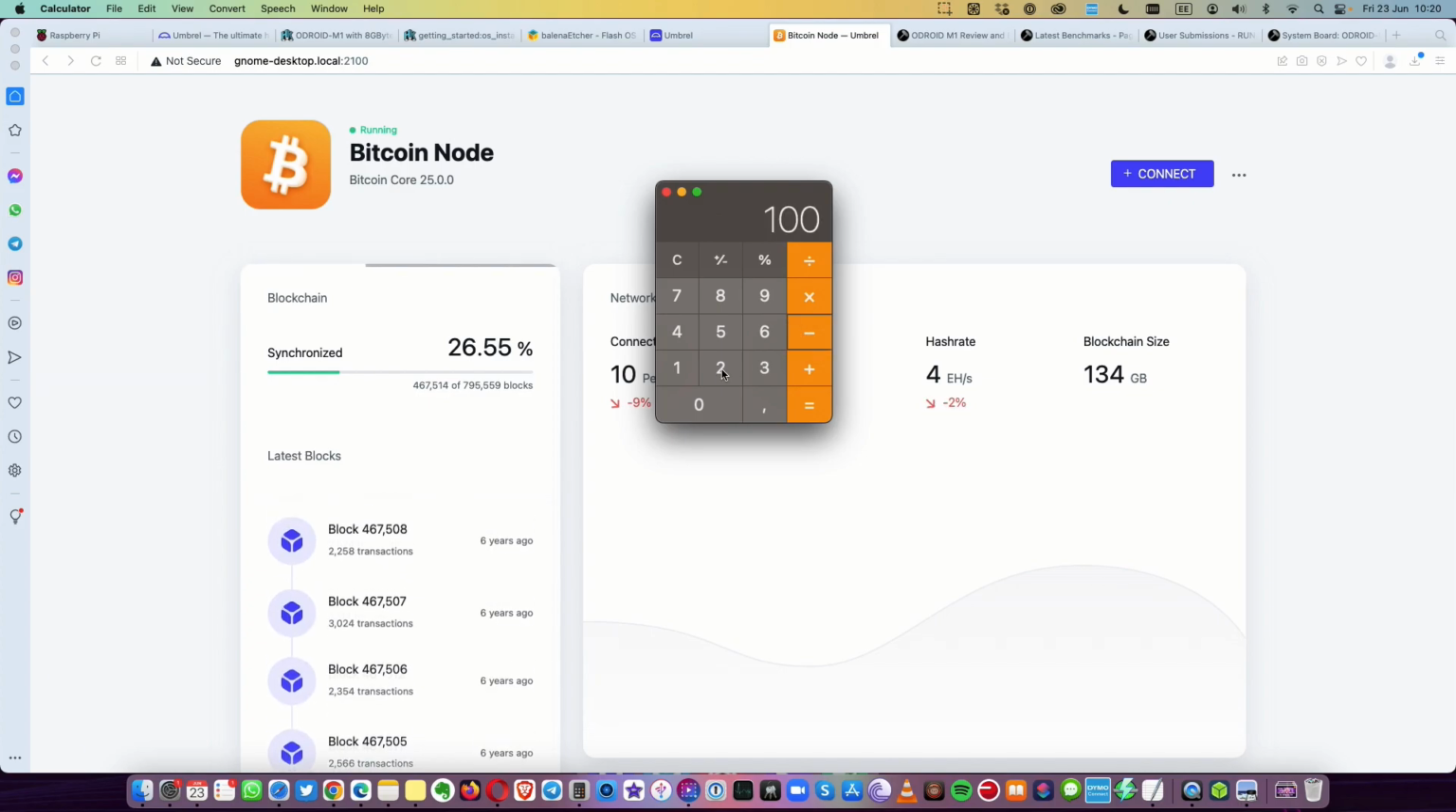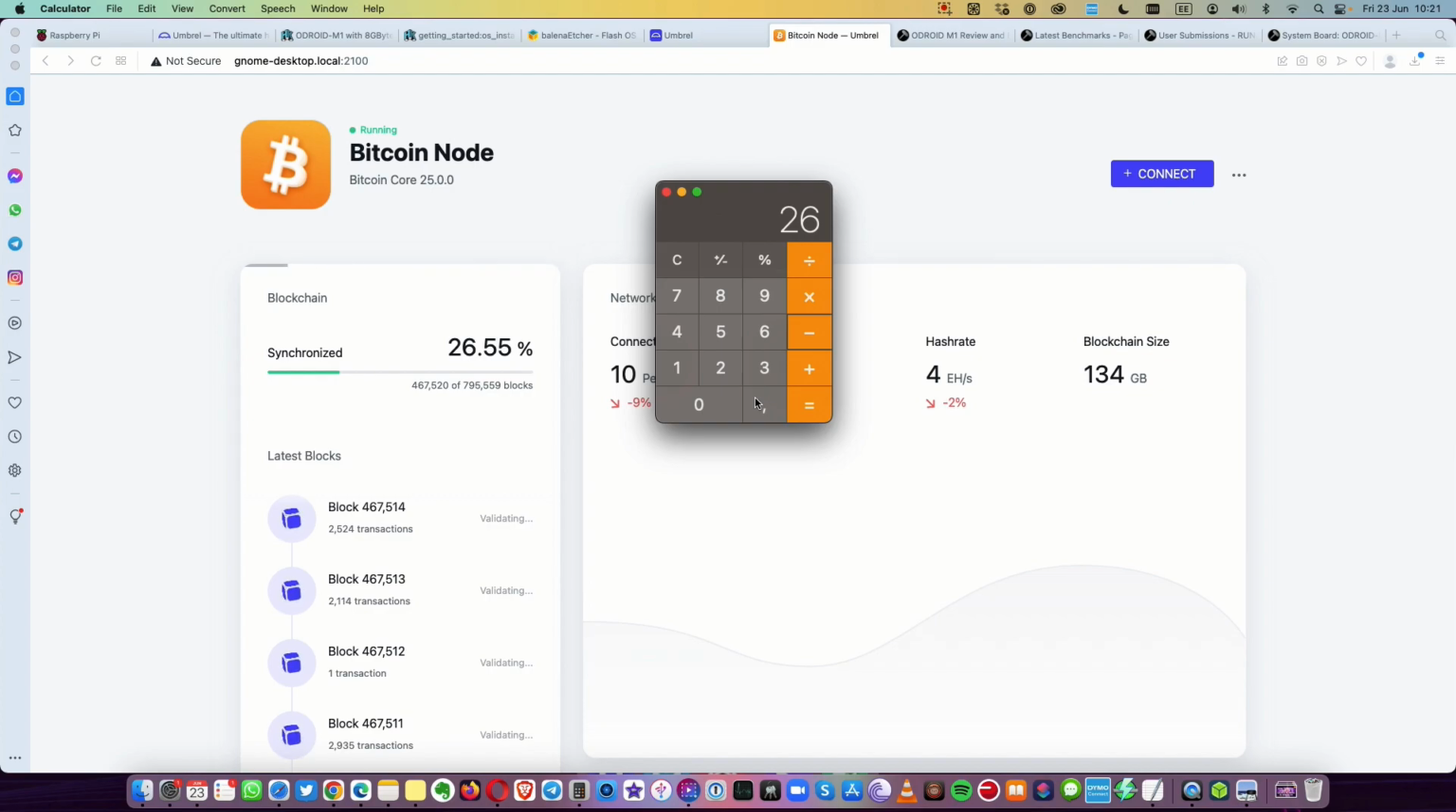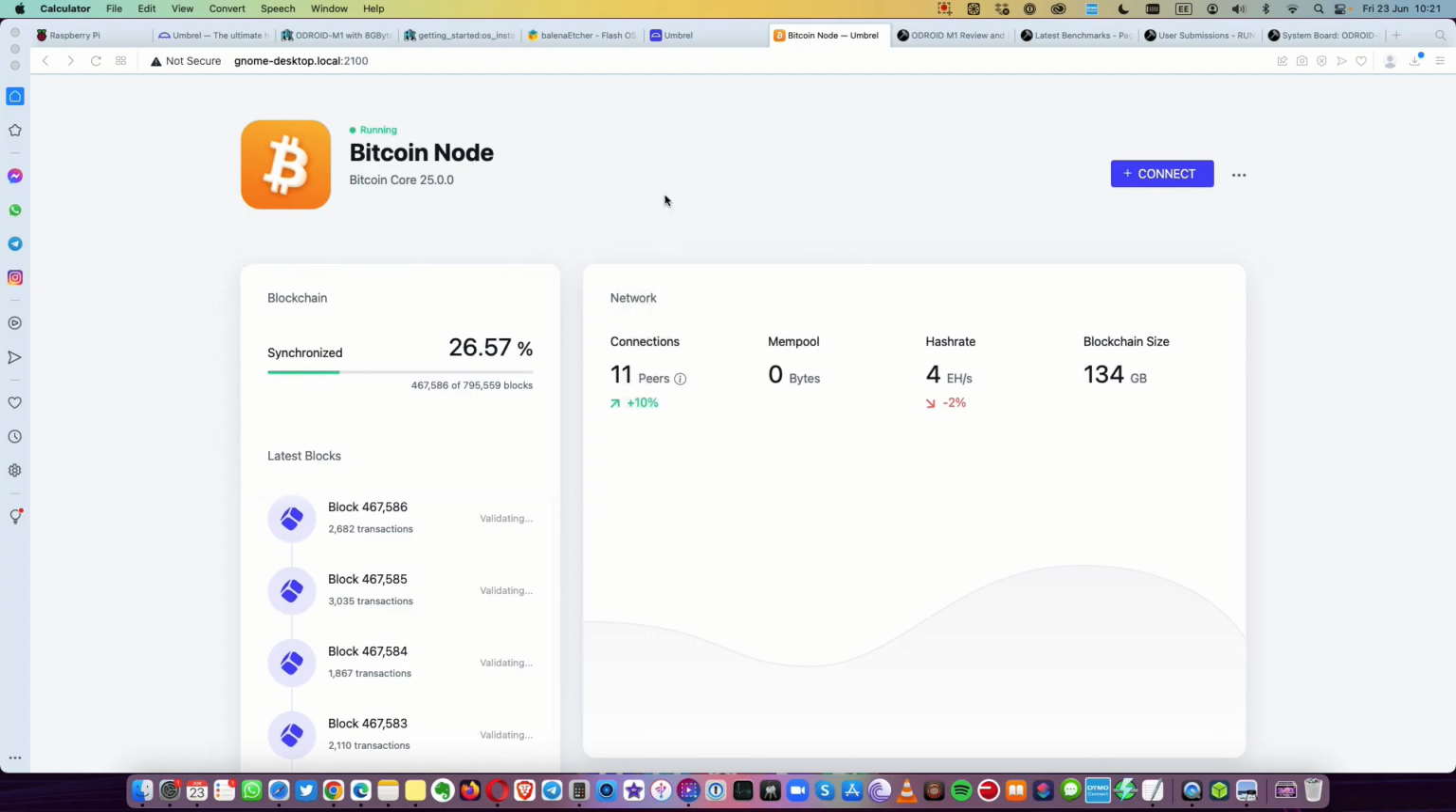100 minus 26.55, divided by 2.5. How many times? 105 minutes left. This is minutes, hours. So 51 hours plus 14 hours. So 65 hours. I did 24. Let's say less than 3 days. So we'll see how it will be.